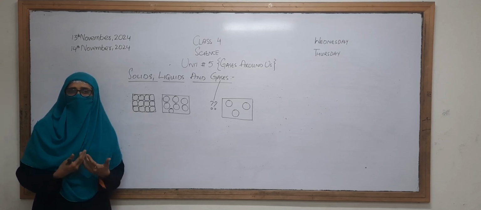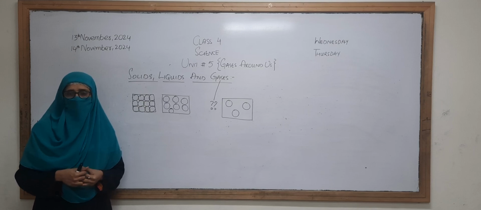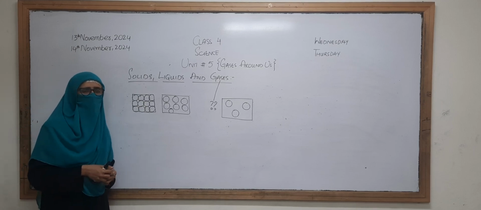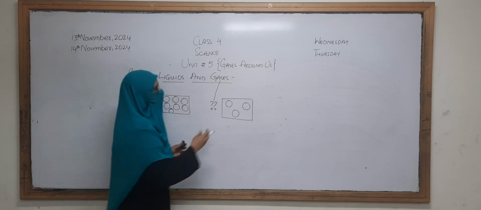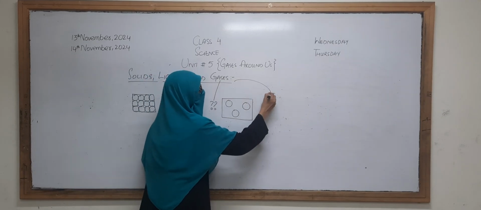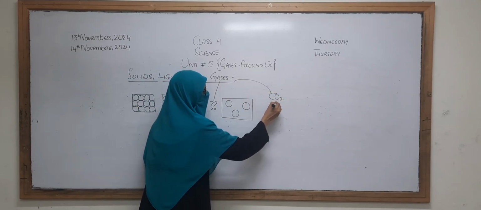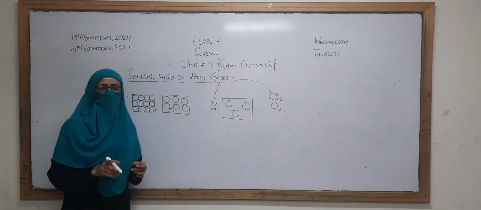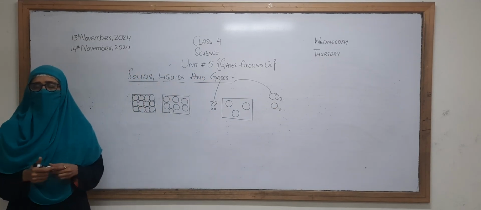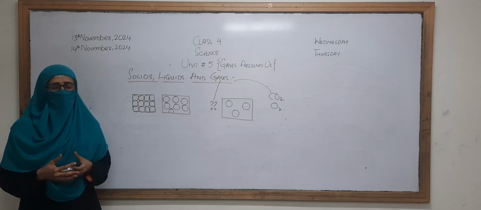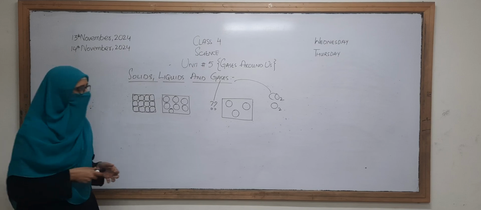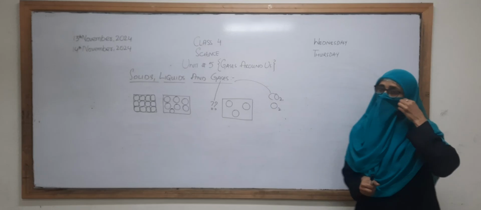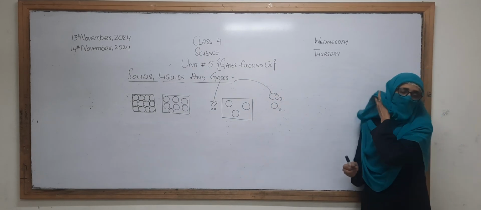Just like in our body, there are different types of gases present. Which two gases are present in our body, girls? The gases present in our body are carbon dioxide and oxygen. Okay, these are the two types of gases present in our body. And from where are we getting oxygen? Good, from air.